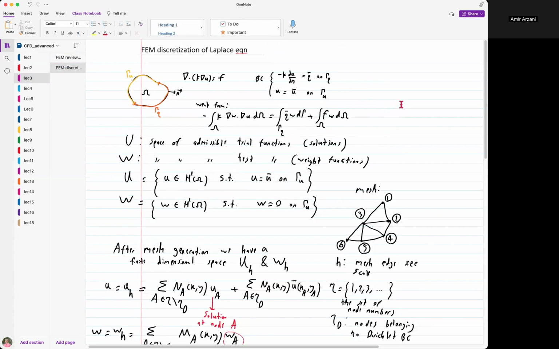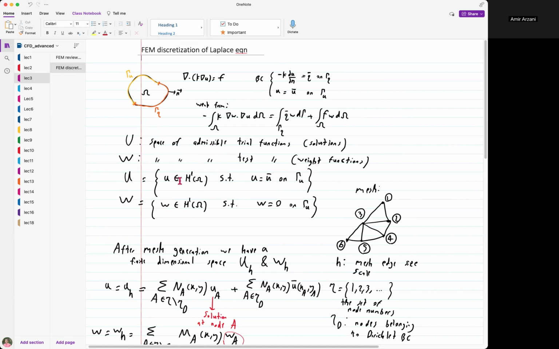Okay, so now let's look at the discretization of our specific Poisson or Laplace equation. This is a weak form we derived last time. We can define some function spaces now. The space U is a space of admissible trial functions. This U, which is the unknown we're solving for, we also call the trial function in finite element. So the space of all possible solutions that are allowed is U, and W is a space of allowable or admissible test functions, also called weight functions. And what are these spaces exactly?